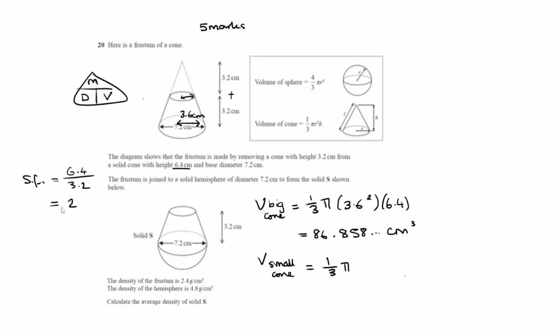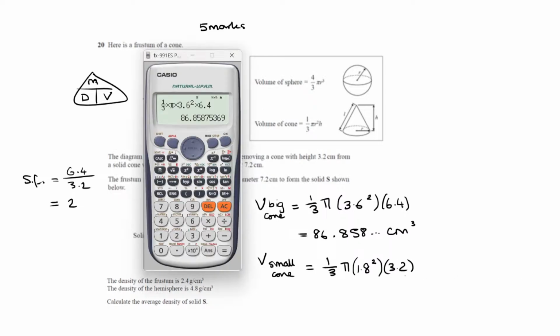So I did it this way: the big cone is twice as big as the small cone, so the big radius is going to be twice as big as the small radius. So I'm just going to half that radius. That should be 1.8, shouldn't it? Again, squared. The height of that one, just make sure you've got all the right numbers, is 3.2. Let me see if I can just store this number. Okay, I'm going to store that for later. Now I'm going to work out the small cone.